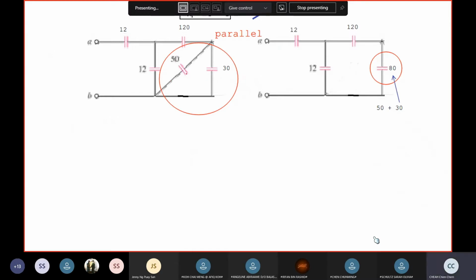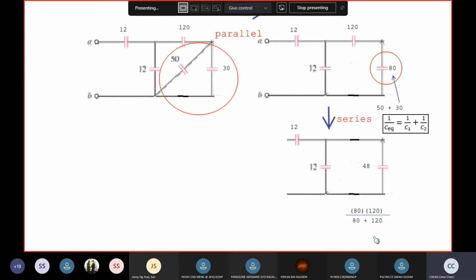After that, these two are in series because the same current flows through them. In this case, we use this, or directly you use 80 times 120 divided by 80 plus 120, and you can check that it's 48. Then these two are in parallel because they are connected to the same terminals on both ends. So we just add them up. 12 plus 48 gives you 60.